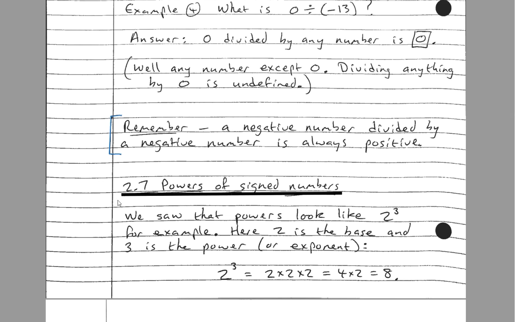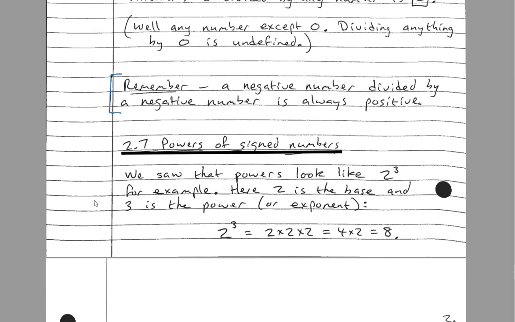Okay, back to multiplication, powers of signed numbers. Yeah, these can be surprisingly tricky. Okay, so powers. We're talking about this kind of situation. This is 2 to the power 3.